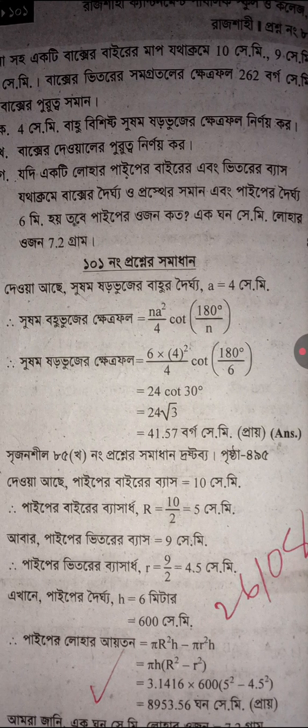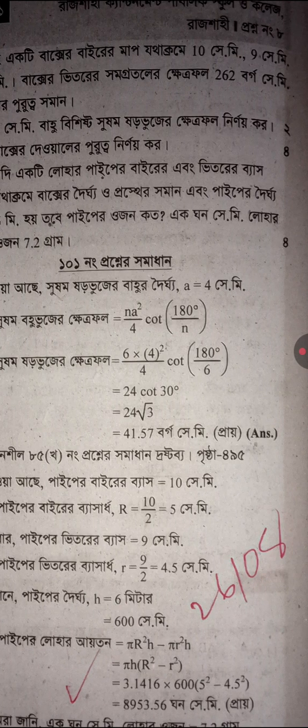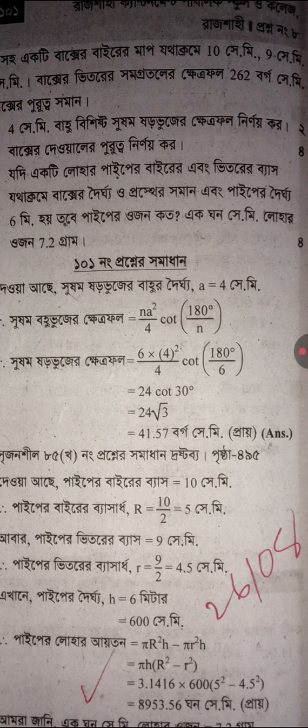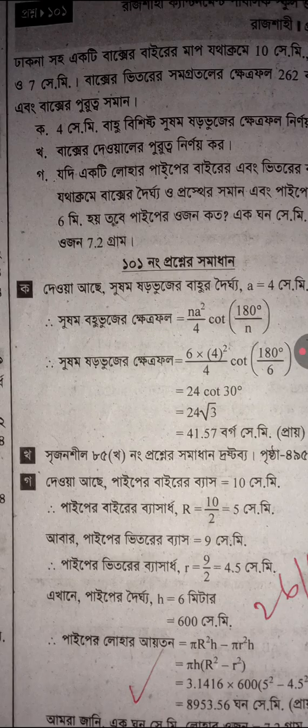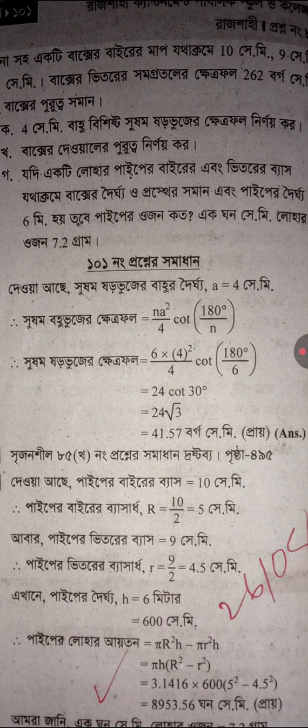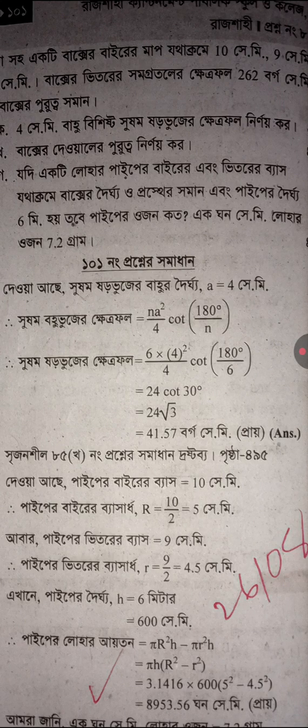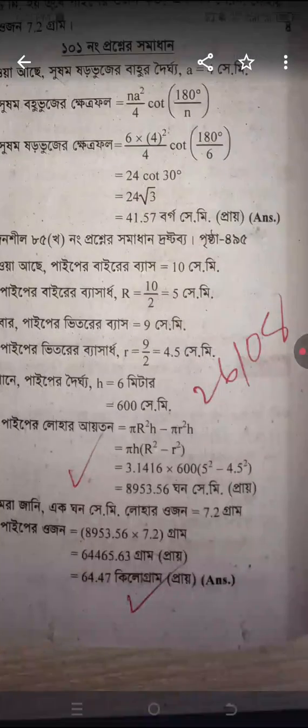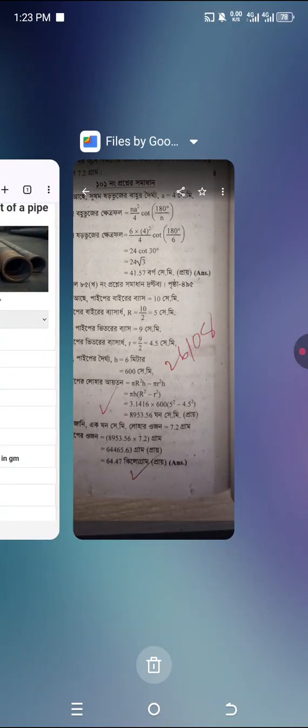The outer diameter is 10 cm and the inner diameter is 9 cm. So 10, 9, and the height of the pipe is 6 meter, not in centimeter, and the density is 7.2 gram per cc. Okay, so these are the values I need to keep in mind for the time being.